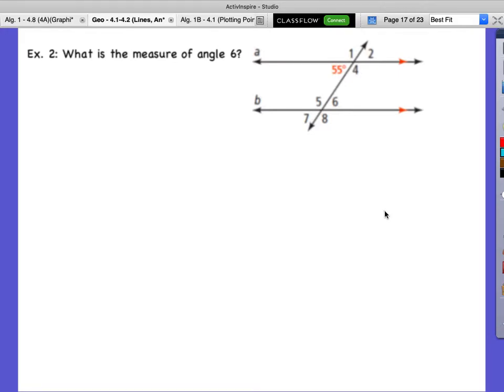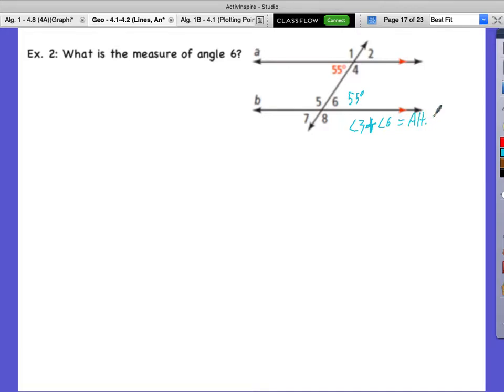Carly, what would the measure of angle 6 be? 55. How do you figure that out? It's the same as the measure of angle 3. Okay, why? Because they're alternate interior angles. Okay, because they're alternate interior angles. Angles 3 and 6 are alternate interior angles.